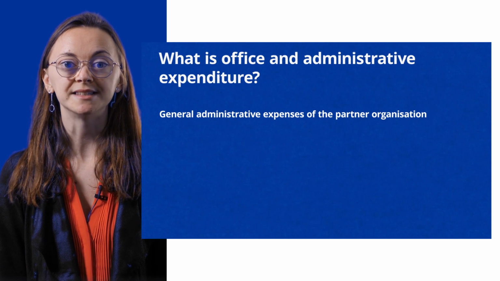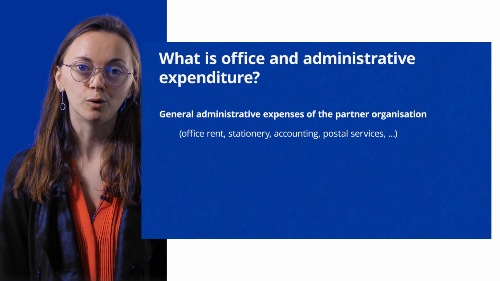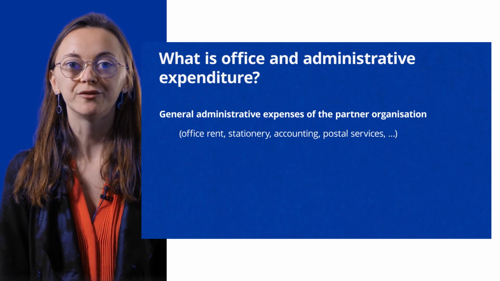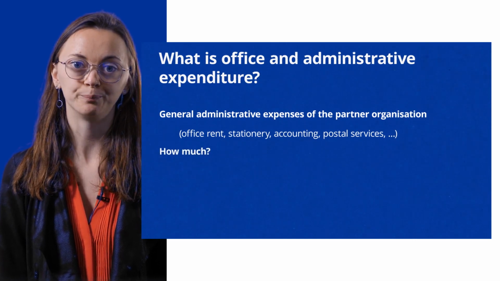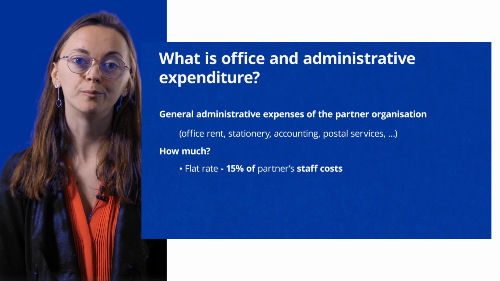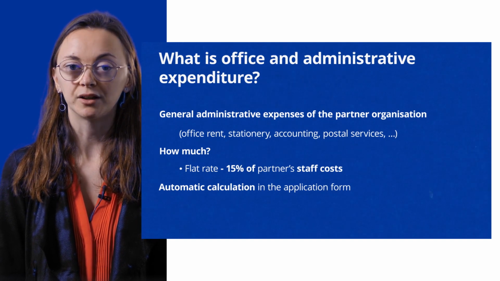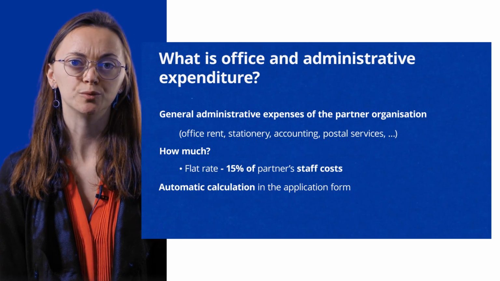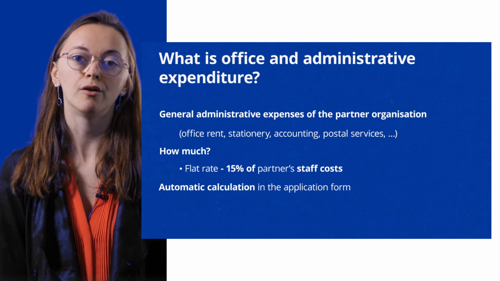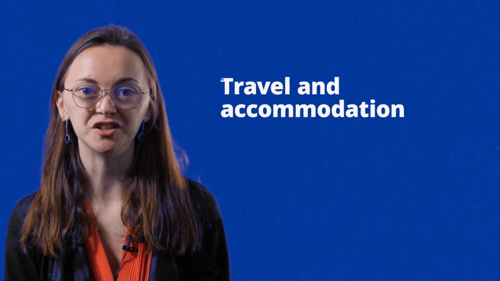For this cost category, it concerns all the general administrative expenses of the partner organization. So it can be for office rents or stationery or postal services, for example. But you can find a list of all the detailed costs within this cost category in the program manual. So these costs are covered by a flat rate of 15% of staff costs, and they are directly calculated in the application form, so automatically. So what you need to make sure is not to plan any cost in this cost category within another cost category. So now, to finish for this first video, we'll talk about travel and accommodation.